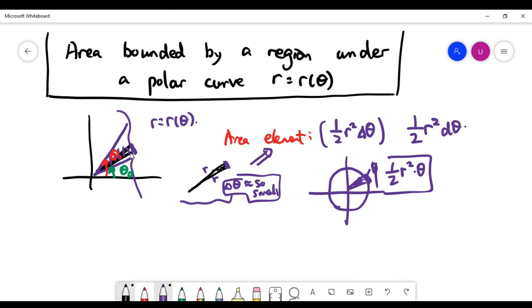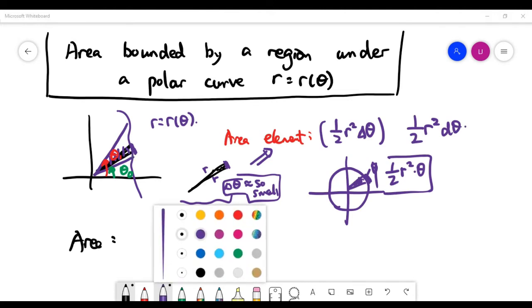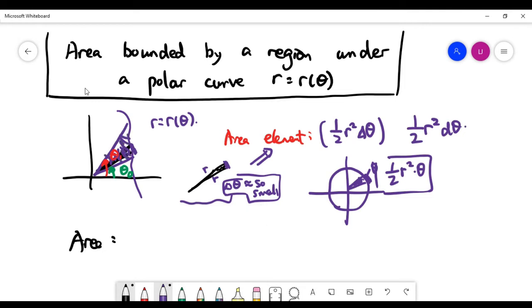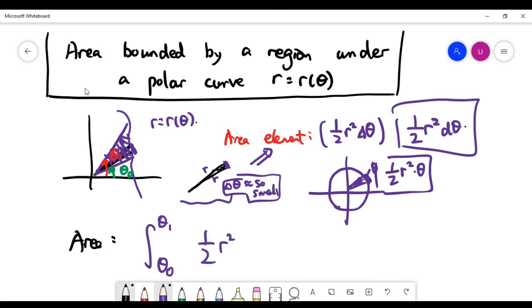So now we can give the area formula for the purple region here, from the angle theta naught to theta 1. We have to integrate from the starting angle theta naught up to theta 1, using this area element, which is half times r squared d theta. Basically, that's the area formula to find the area of a certain region bounded by the polar curve. And let's look at some examples now.